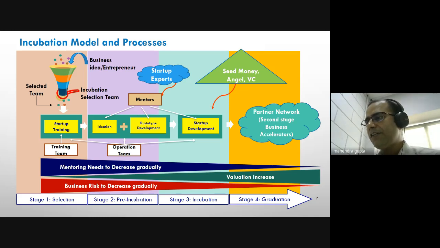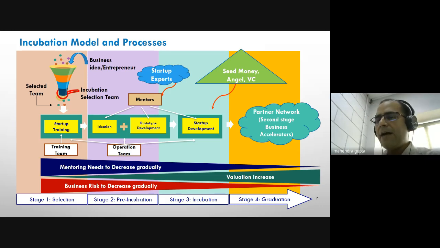So incubators have three processes. One is called the entry, second is called the maturity, and third is called the exit process. So first is how we select the startups. We have to define a selection process; every incubator has its own selection process. Every incubator has its own process to train and groom the startup, and every incubator has its own exit process or graduation process for the startups.